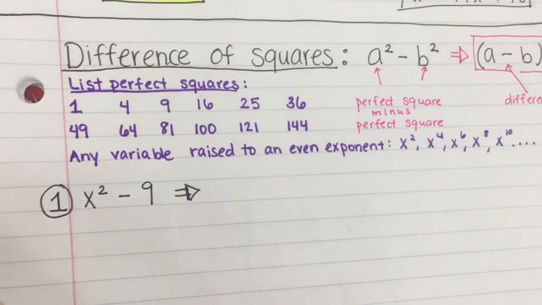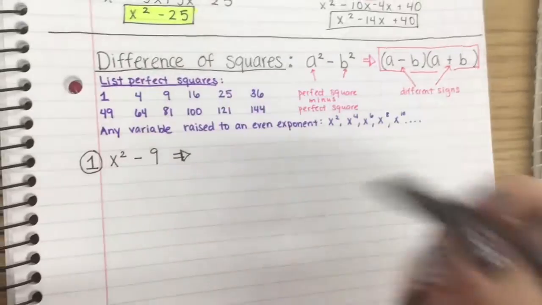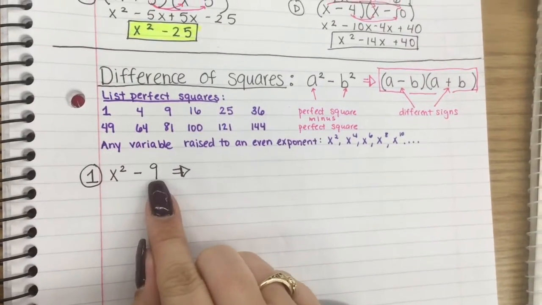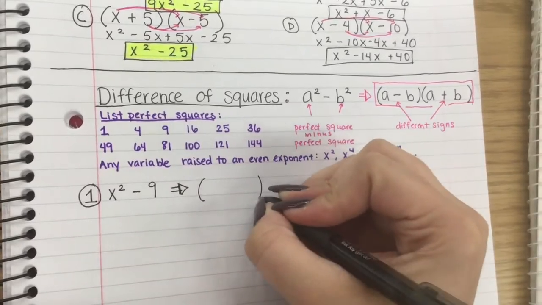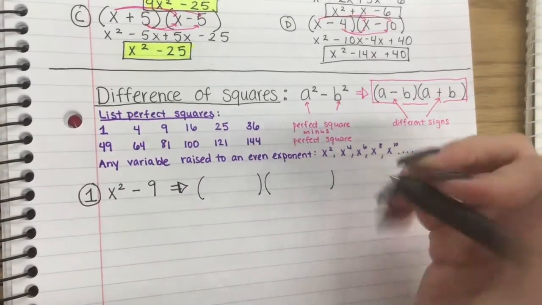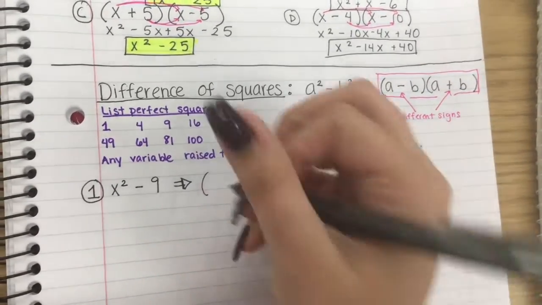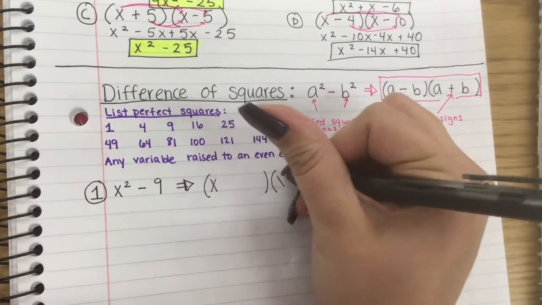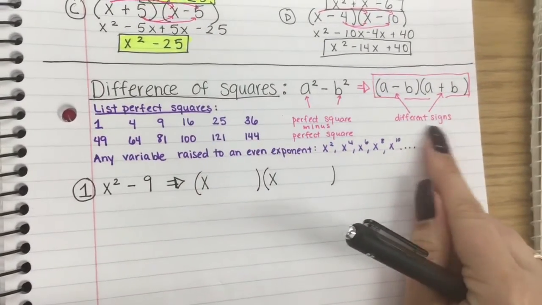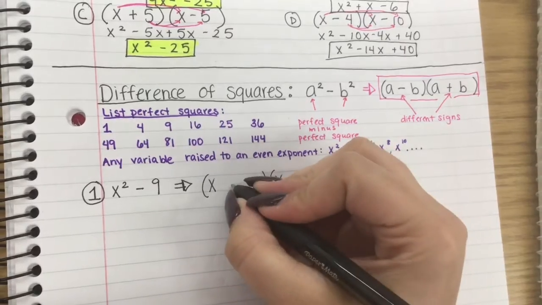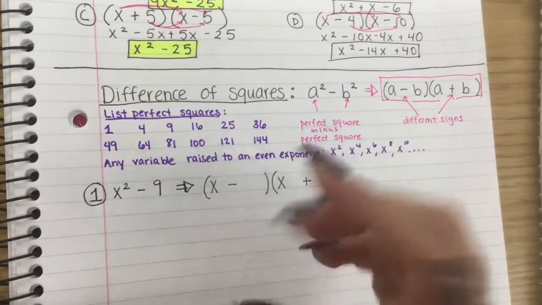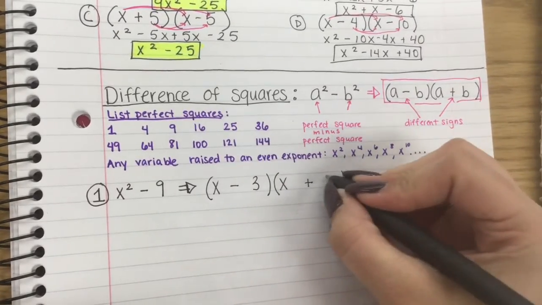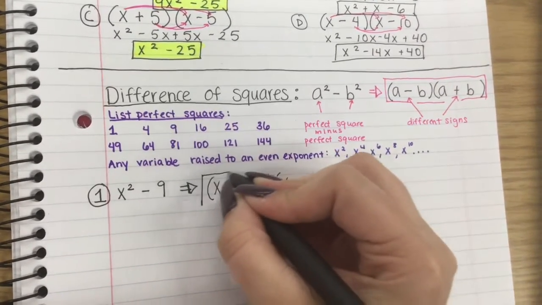Just like this x squared minus 9, we see a perfect square minus a perfect square. So this is going to factor into 2 factors, where the first term is the square root of x squared, so x times itself is x squared. We also know that a difference of squares factors to have different signs in each factor. Then lastly, we'll take the square root of that second term. So 3 times itself is 9. So the square root of 9 is 3.